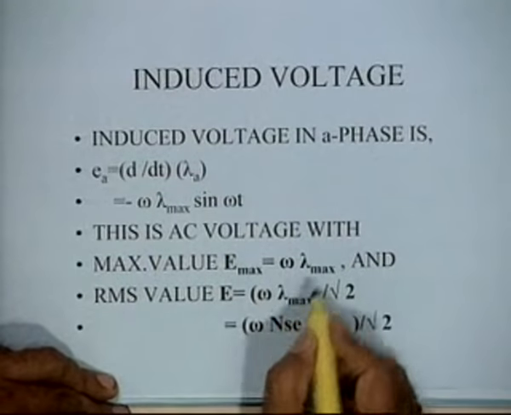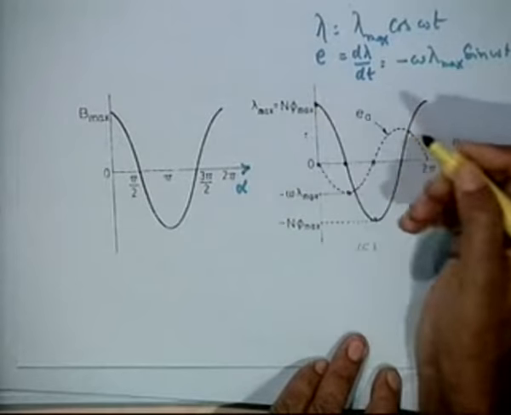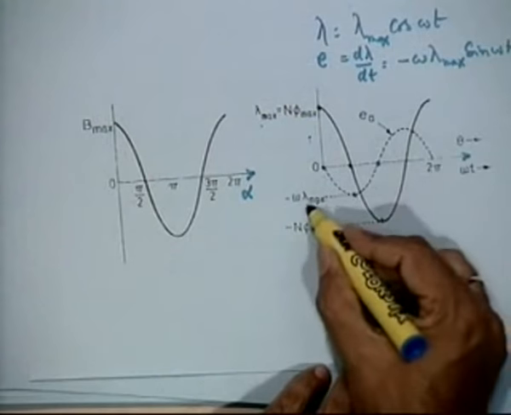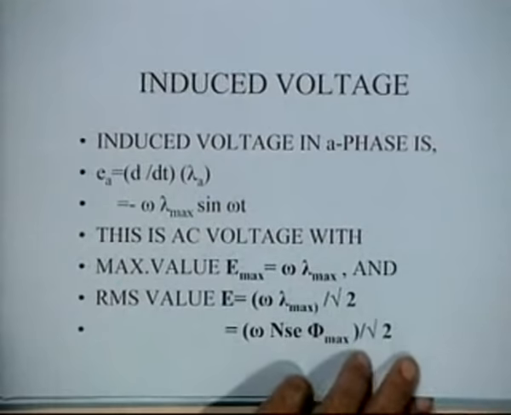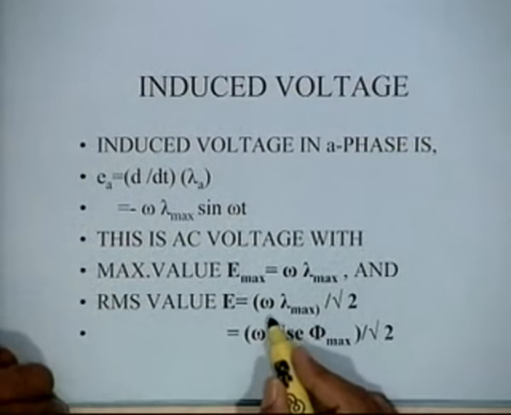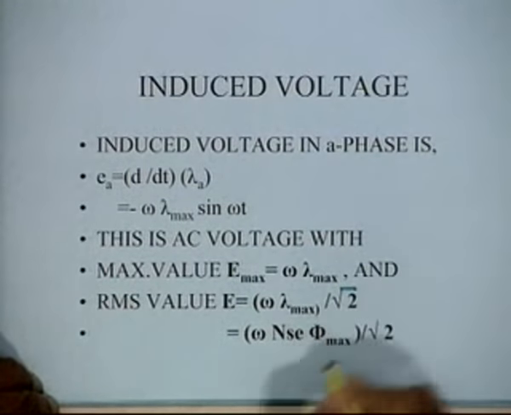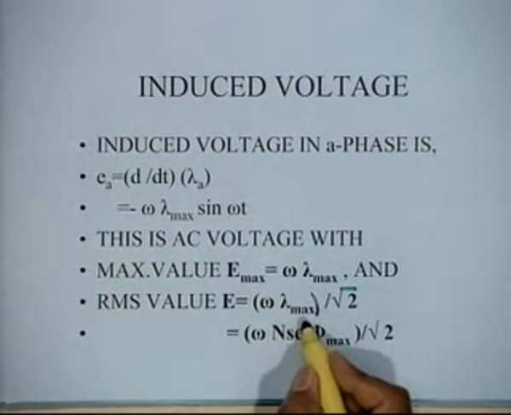E_max is ωλ_max. We have seen that this value is λ_max and φ_max, and the voltage will be ωλ_max. Maximum voltage is ωλ_max, and the RMS value of that will be ωλ_max by root 2, because when they have maximum value, the RMS value is that divided by root 2.